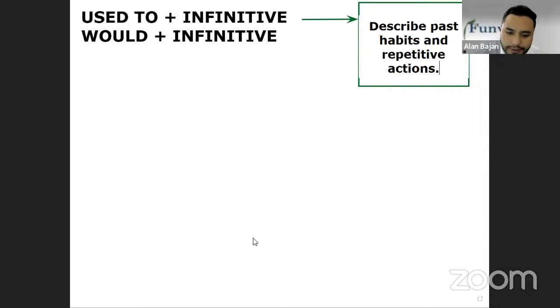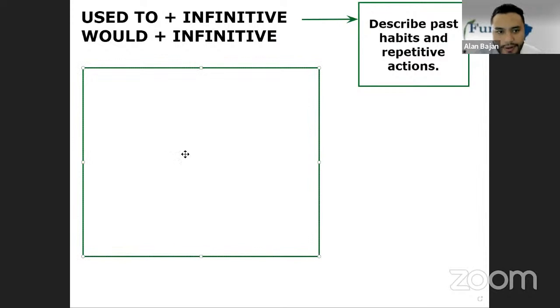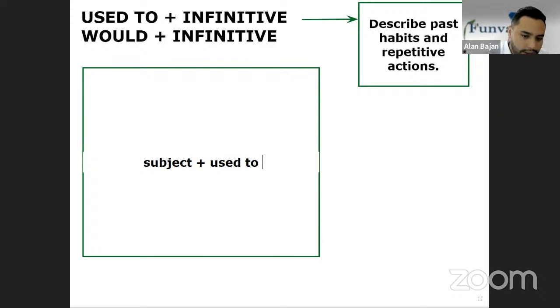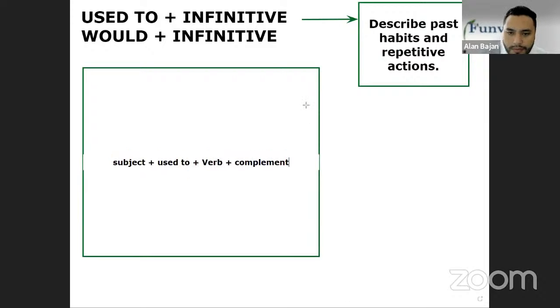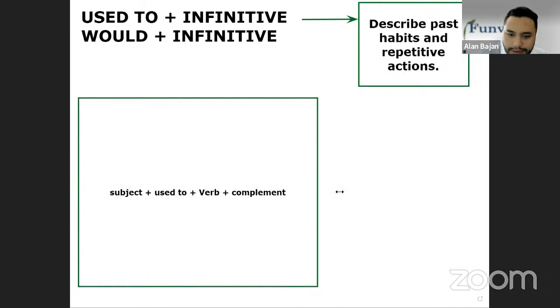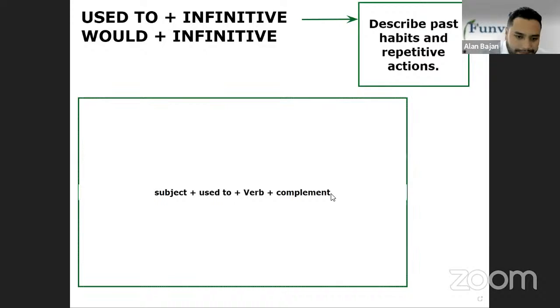Here is the structure for these kind of phrases. First, we have the subject plus the phrase used to plus a verb in infinitive plus complement. Okay, subject plus used to plus complement. That's how it works.